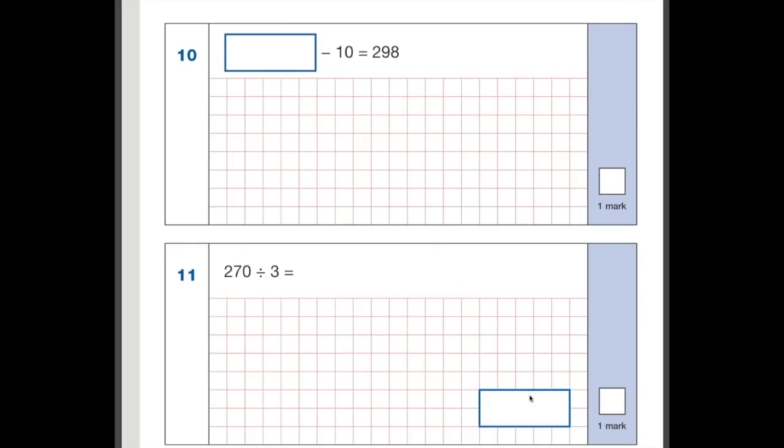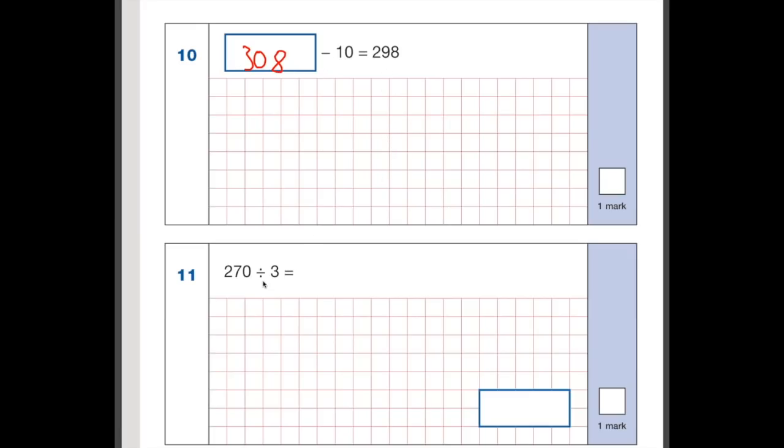Number 10, it says something minus 10 is 298, so you do the inverse. 298 plus 10 is 308. And just read it off just to make sure. 308 minus 10, yep, that equals 298.